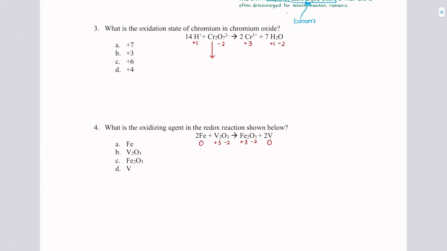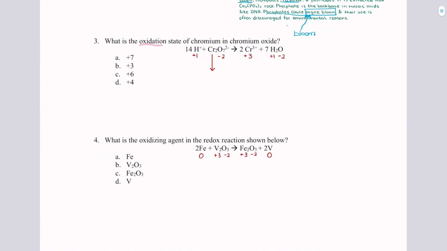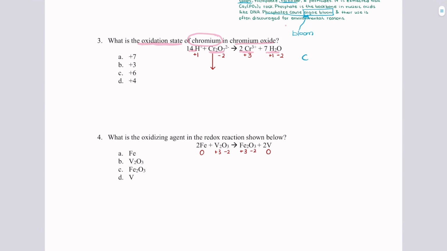Problem 3 says, what is the oxidation state of chromium in chromium oxide? The problem gives us the redox reaction. 14 hydrogen ions plus the dichromate ion produce 2 chromium 3 plus ions and 7 water molecules. The answer choices are +7, +3, +6, and +4.